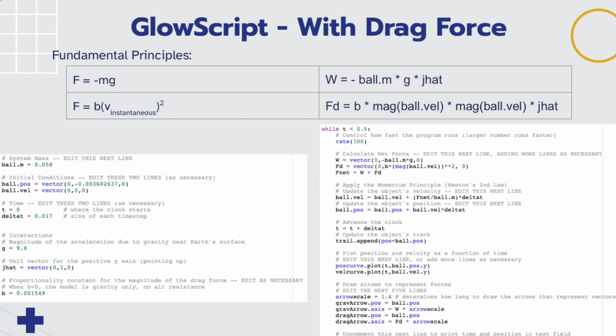In my case, I chose B to be 0.001549, which was calculated through trial and error in obtaining the final position of this graph to be equal to that of the tracker. Now, since there are two forces acting on the object, we now have to calculate for the force of drag as well as the force of weight. And by inputting these formulas, we set force of net equal to weight plus force of drag, which allows us to properly calculate for the ball's velocity and position through the while loop.